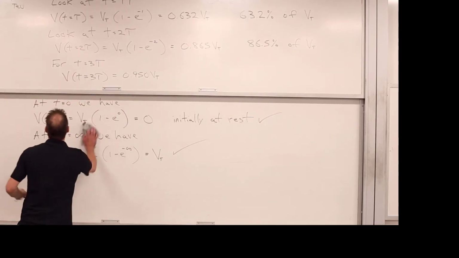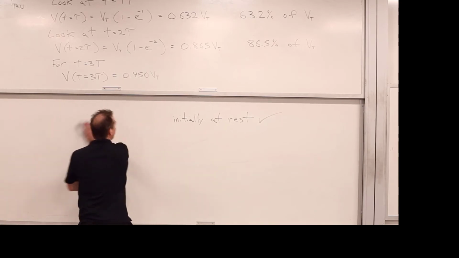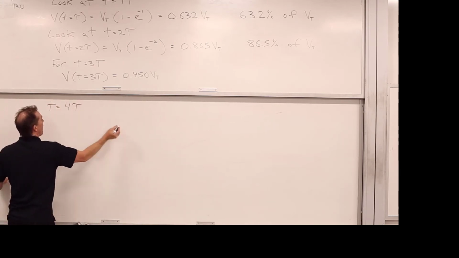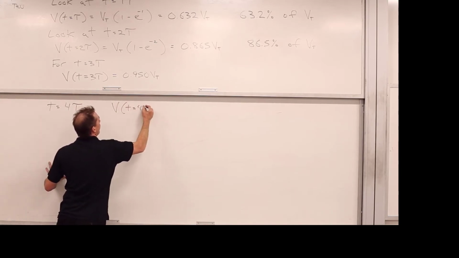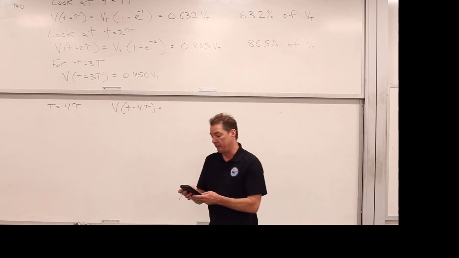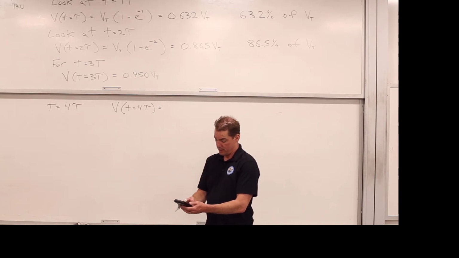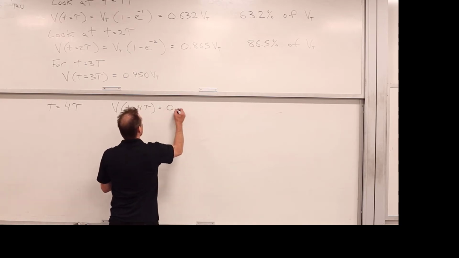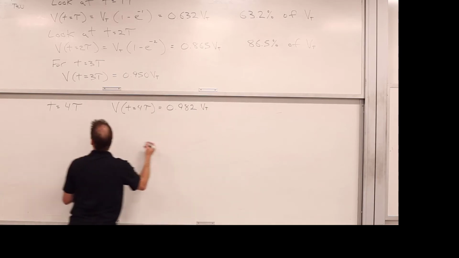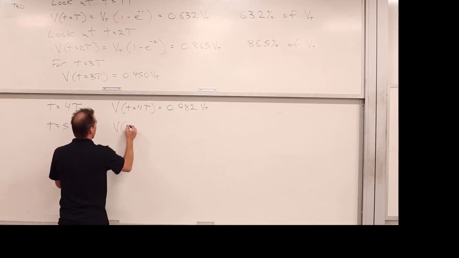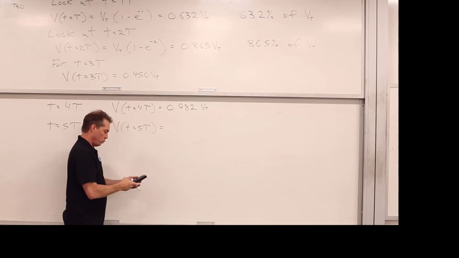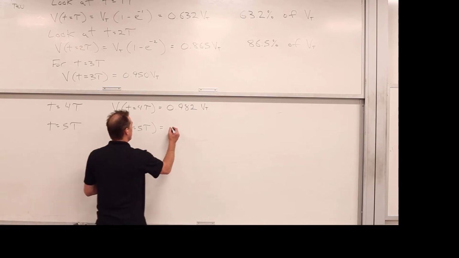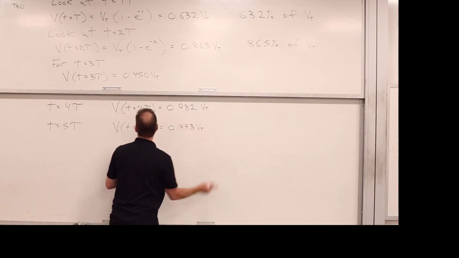Anyway, I'm going to write down a couple more. Take this up to 5. t is equal to 4 tau. We get that v of t is equal to 4 tau is equal to, oops, calculate this one out. We've got 1 minus e to the negative 4. Gives us 0.982, we'll call it. 0.982 v sub t. And then t is equal to 5 tau. V of t is equal to 5 tau is equal to, let's change that over to a 5 there. We get ourselves 0.993, 0.993 v sub t.